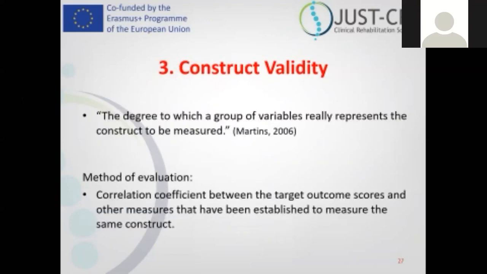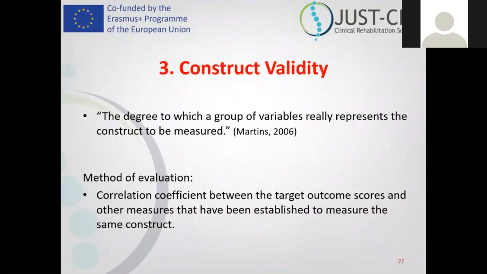Construct validity is the third major type of validity. It is the degree to which a group of variables really represents a construct to be measured. So in the case of construct validity, all of the variables or all of the items should measure or be representative of the construct being evaluated. And the method of evaluation for construct validity is the correlation coefficient between the target outcome, which is currently being developed, and other measures that have already been established to measure the same construct.